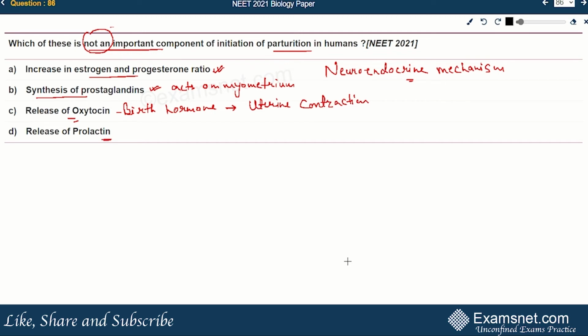So this is not an important component. Why? Because prolactin is a lactation hormone. Okay, so this will be useful after the process of parturition. After the baby has come out, it has to be lactated. So this is not the component during parturition or at the initiation of parturition. So this will be the correct option here according to the question.